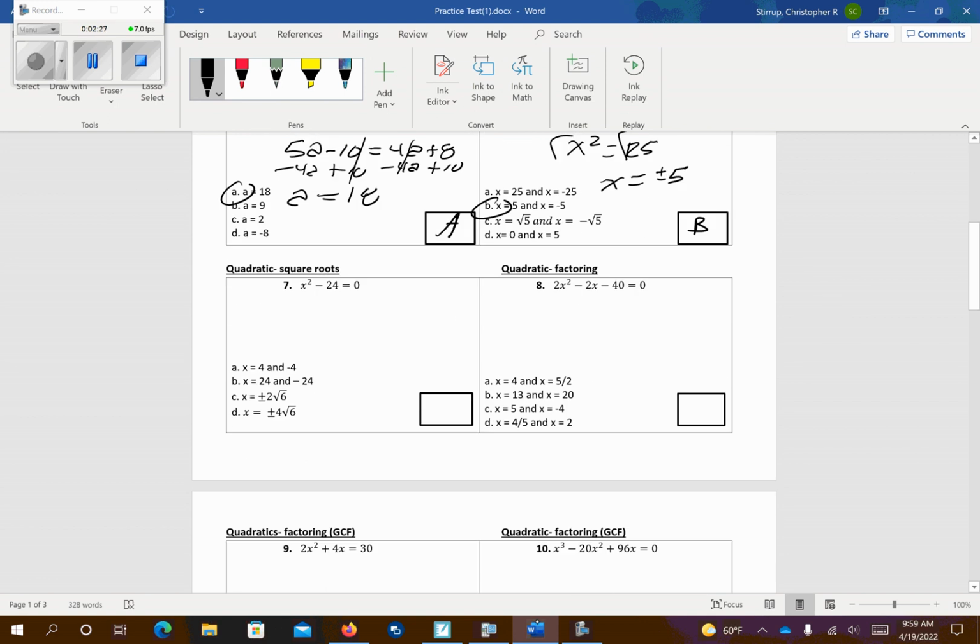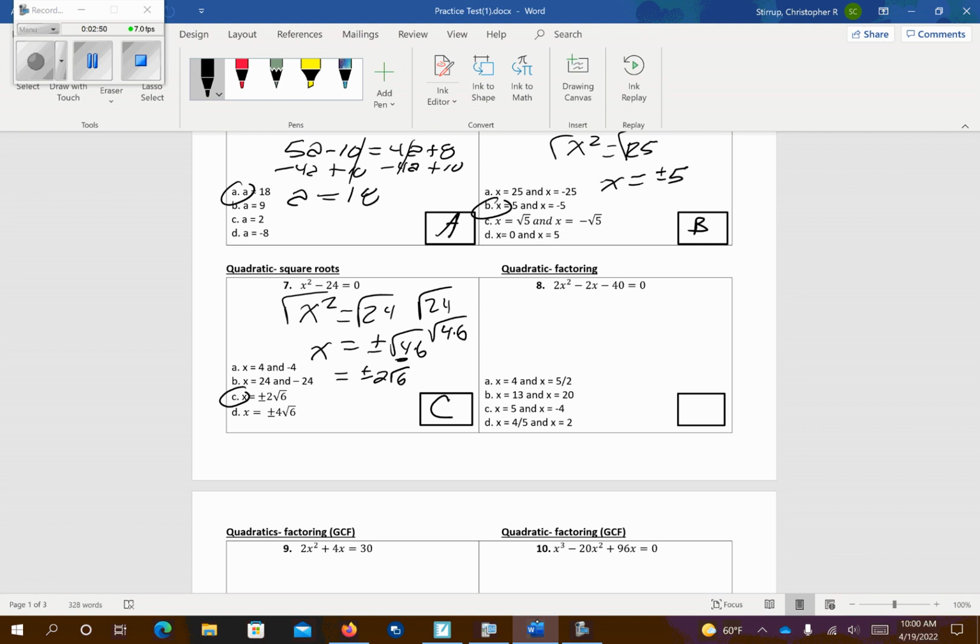Same way, this is done very similar. I'm going to add 24 to both sides. I'm going to take the root, x equals, don't forget the plus minus, but realize root 24 breaks down to 4 times 6. So my answer is plus or minus square root of 4 is 2, so plus or minus 2 root 6. So letter C.